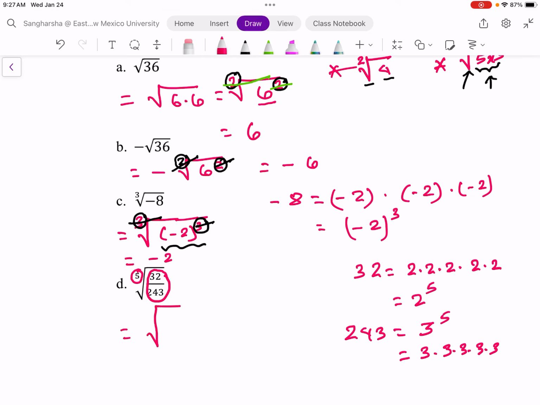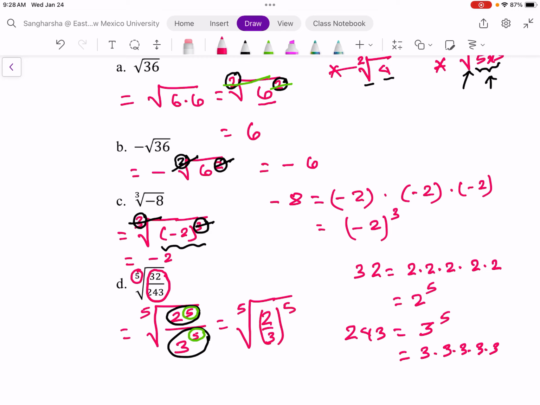Now let's replace these numbers with their exponents. So we have the fifth root, and 32 is 2 to the power 5, and 243 is 3 to the power 5. Next, if we compare our numerator and denominator, both of these have the same exponent, 5. So we can rewrite this as the fifth root of 2 over 3, all to the power 5.